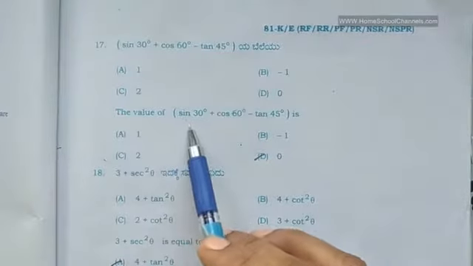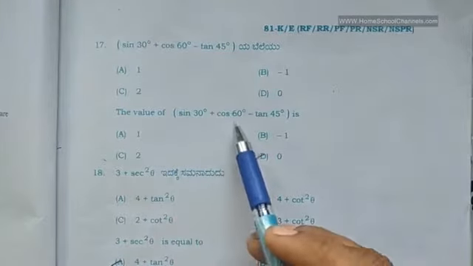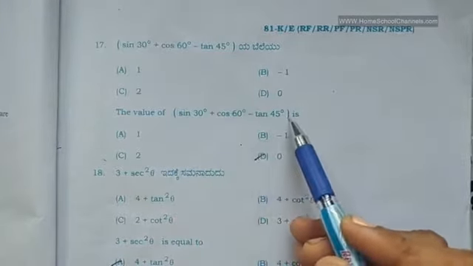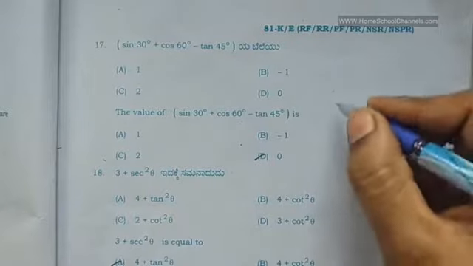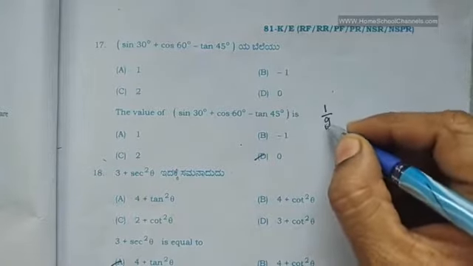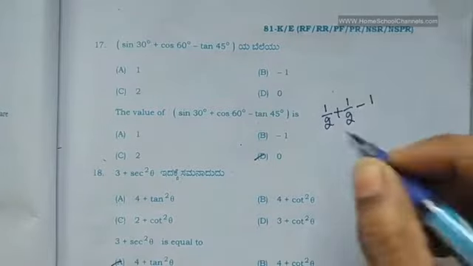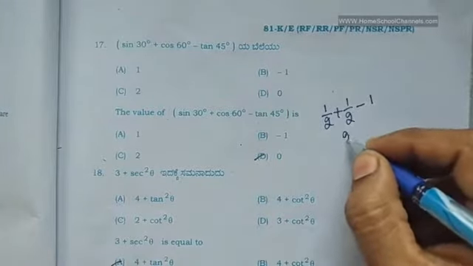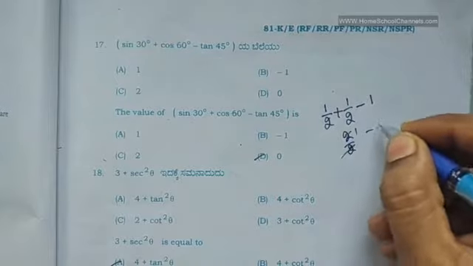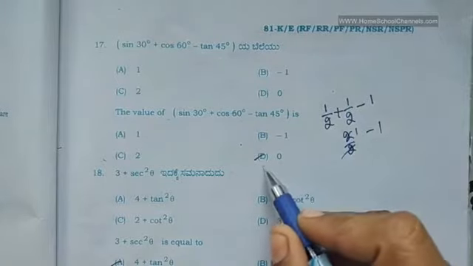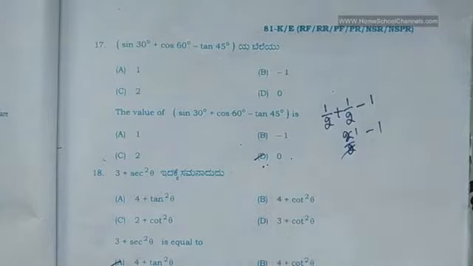17th one, the value of sine 30 degree plus cos 60 degree minus tan 45 degree is. Substitute the value. Sine 30 value is 1 by 2, cos 60 is 1 by 2, minus tan 45 is 1. Do LCM here. 2 by 2, that is 1, minus 1, 1 minus 1 will be 0. Option D, 0 is the right answer.